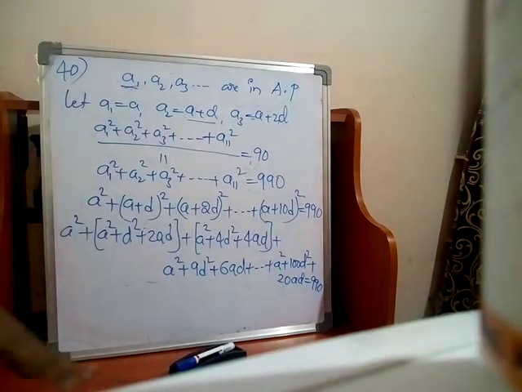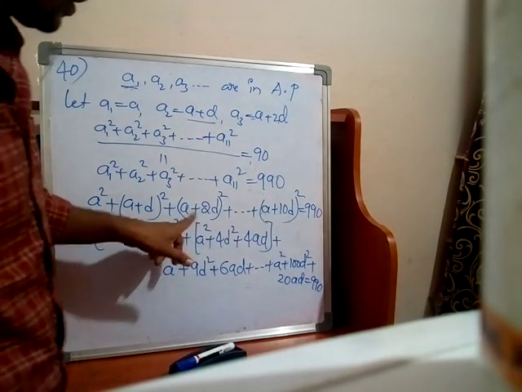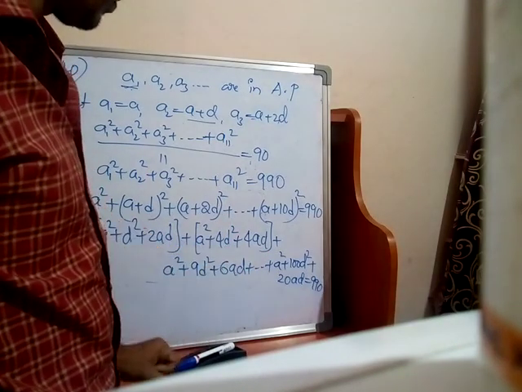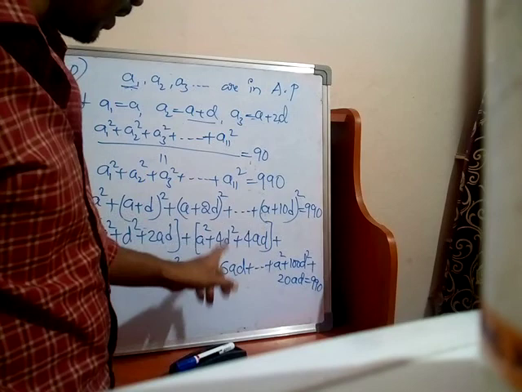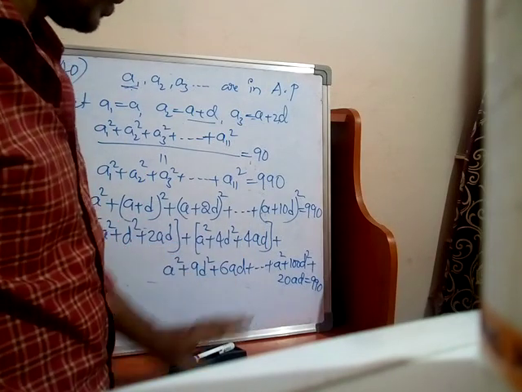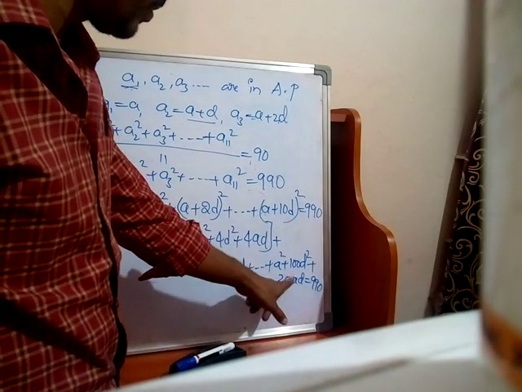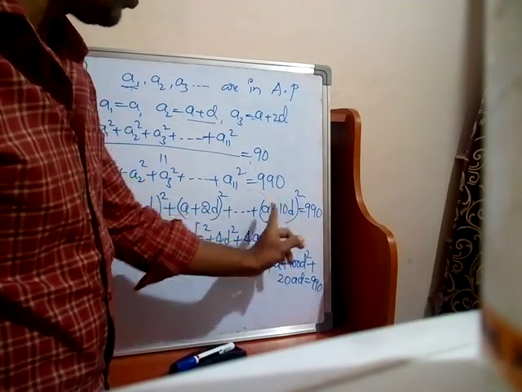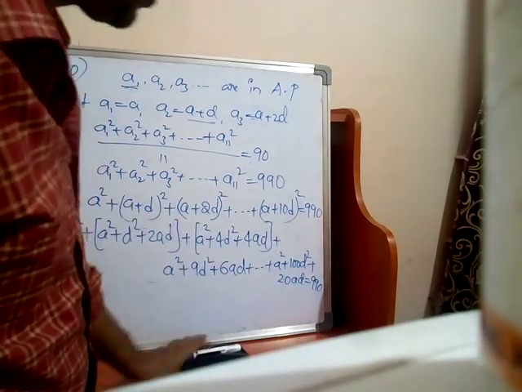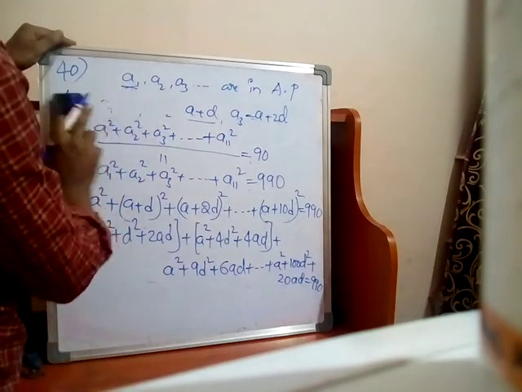Understood this one? This is a square, a plus b whole square, a square plus b square plus 2ab. Okay, so if you take a plus 3d, means a square plus b square plus 2ab, so 6ad. Here this one, a square plus b square means 100d square plus 2ab, 2 into 10 into 8, so that is equal to 990. Observe clearly this one.